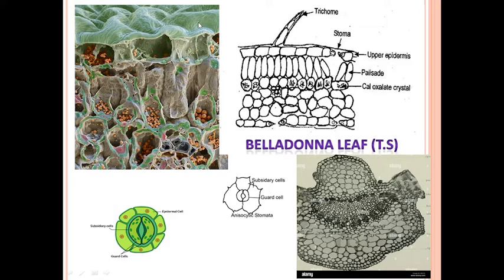Then it has spongy mesophyll filled with microspheroidal crystals of calcium oxalate. This is the mesophyll tissue, spongy mesophyll, and it has calcium oxalate crystals. You can see here the sandy calcium oxalate crystals are found, and the midrib protrusion shows some vascular bundles.